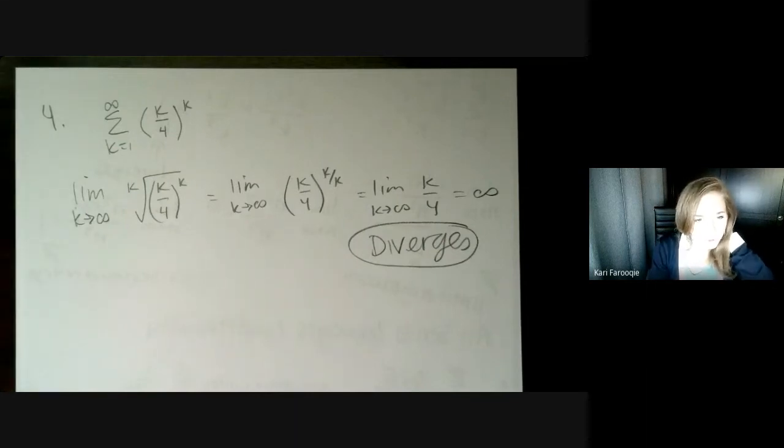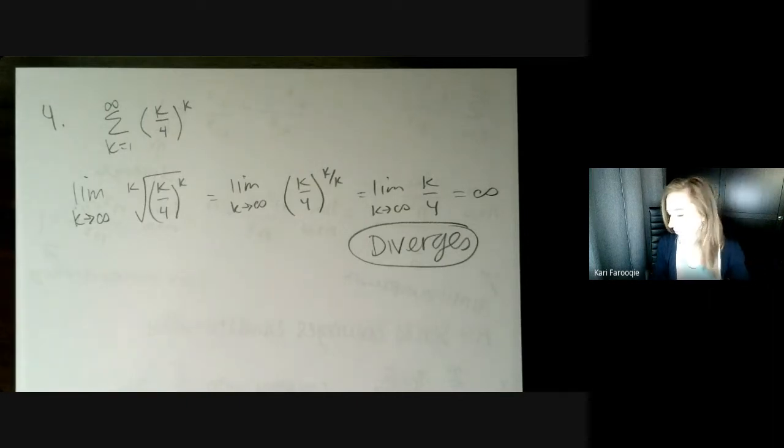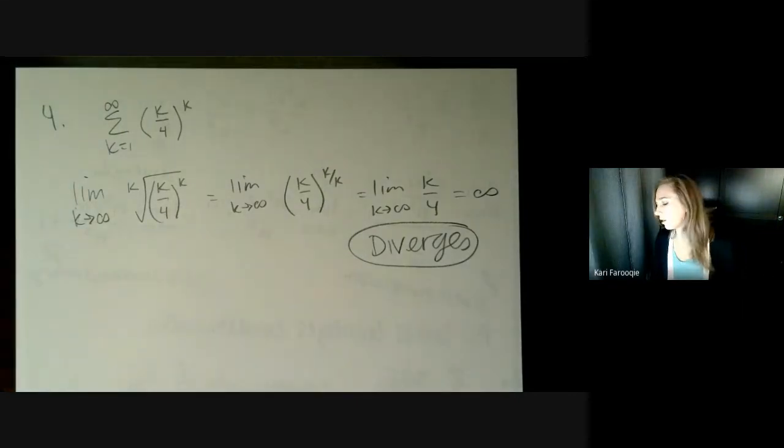I gave you 2 diverge options and 2 converge options. Remember with the root test, we're talking about looking at the limit as you take the kth root, and then you're looking at the actual value of the limit. If the value of the limit is greater than 1, then your series diverges. If it's less than 1, it converges. If it's equal to 1, then your test is inconclusive. So that was number 4.